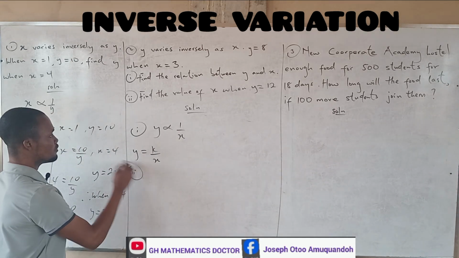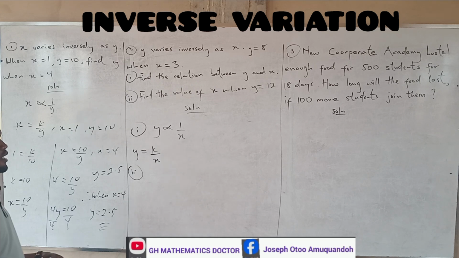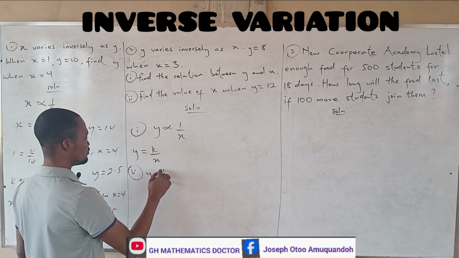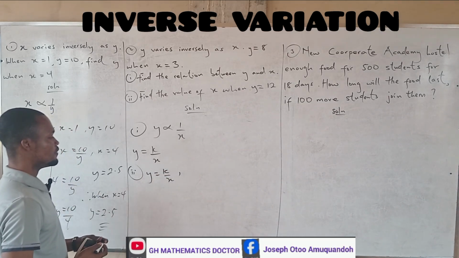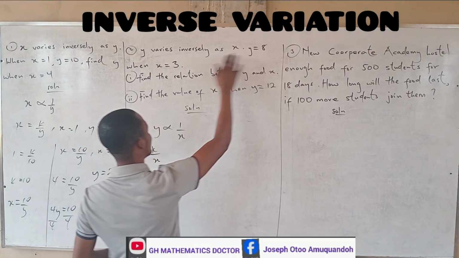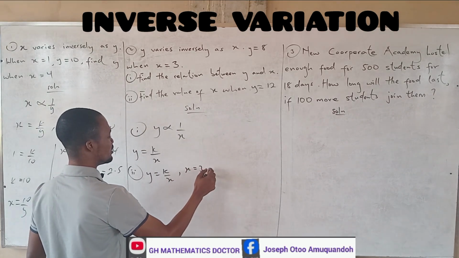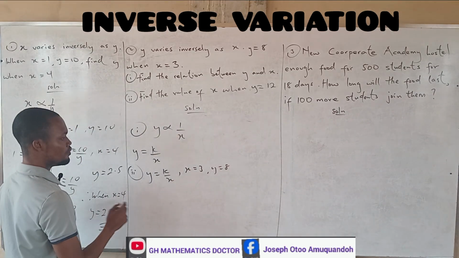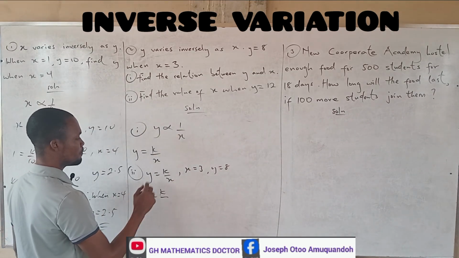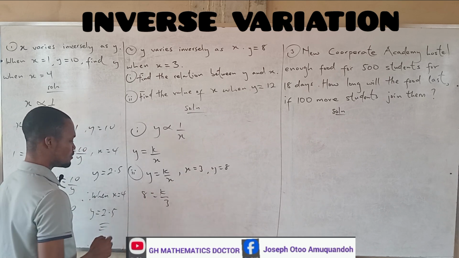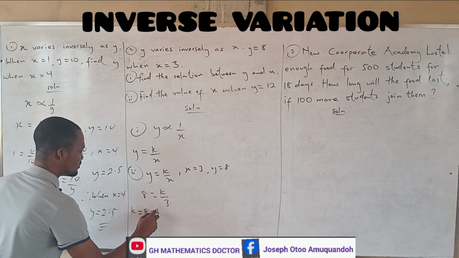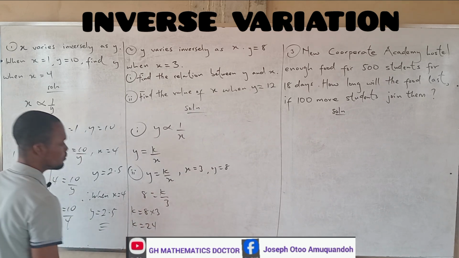So let's come to the second question. Find the value of x when y is equal to 12. So you need to find the value of k, then use it to solve this problem. So y equal to k over x. If you want to find the value of k, you're going to put in y equal to 8 and x equal to 3 there. So over here we have 8 equal to k over 3. So you cross multiply and say that k is equal to 8 times 3, and k is equal to 24.